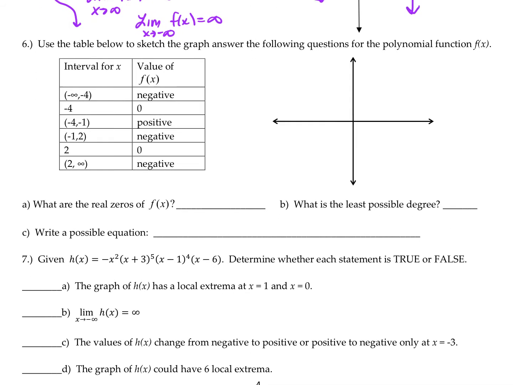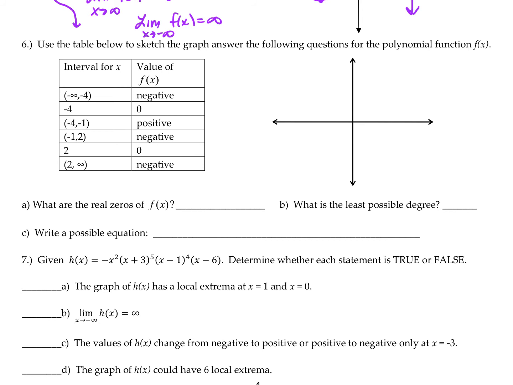All right, use the table to sketch the graph below for the following polynomial function. So it's saying from negative infinity to negative 4, the value of the function is negative. Well, negative means it's below the x-axis. 0 would mean it's on the x-axis. Positive would mean it's above the x-axis. So from negative infinity to negative 4, it's below. And then once I hit negative 4, it's on. And then it's going to go positive till I get to negative 1.